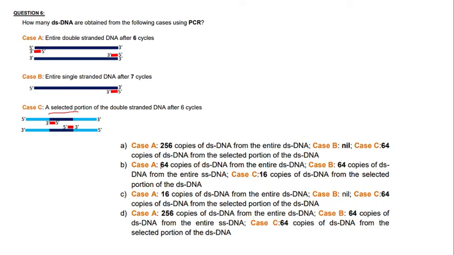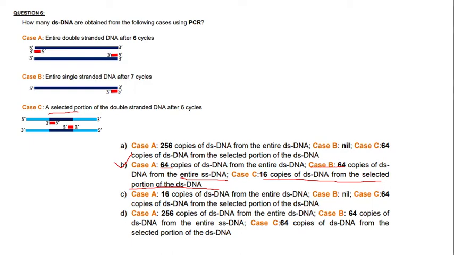So option B. In case A, 64 copies of double strand DNA from the entire double strand DNA, and case B, 64 copies of double strand DNA from the entire single strand DNA. Case C, 16 copies of double strand DNA from the selected portion of the double strand DNA. Okay, so option B is correct.